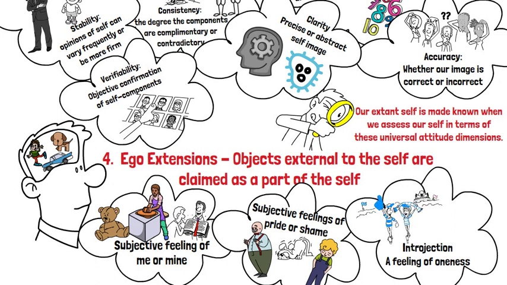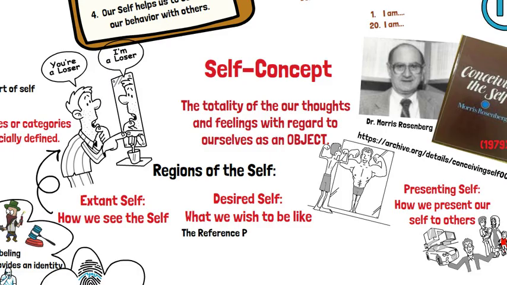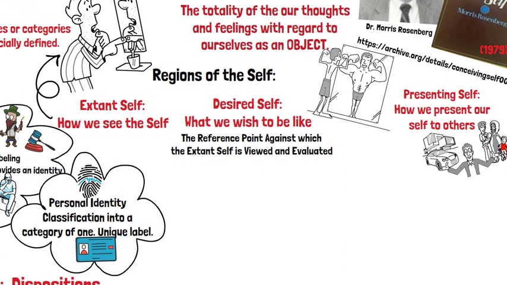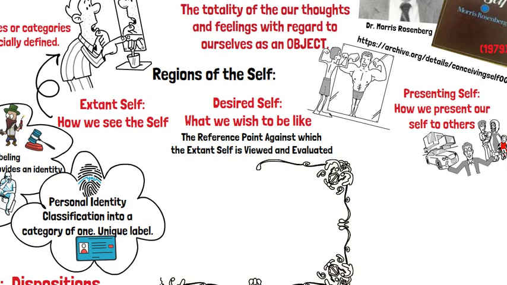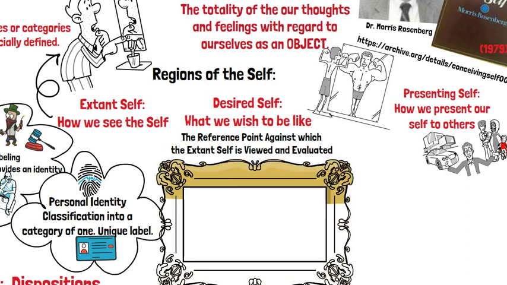I think of sports teams, we are number one, or a marriage ceremony where the couple are lighting one candle from two, symbolizing their oneness and unity. Now let's take a look at the desired self, what we wish to be like. The desired self is the reference point against which the extant self is viewed and evaluated. Rosenberg identified three desired self images.